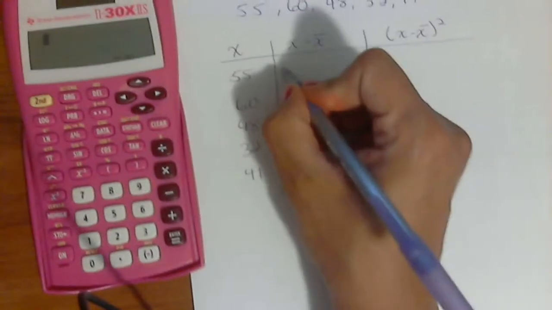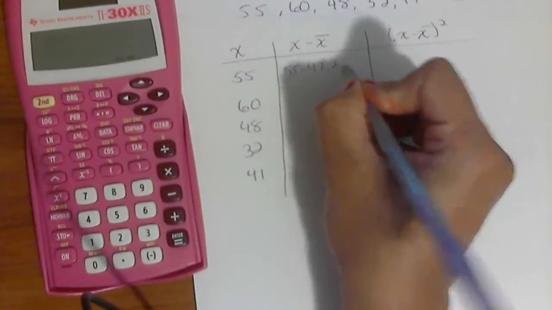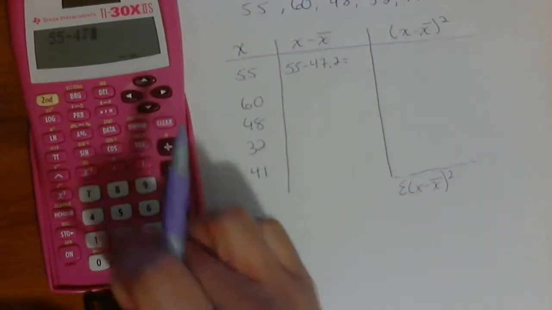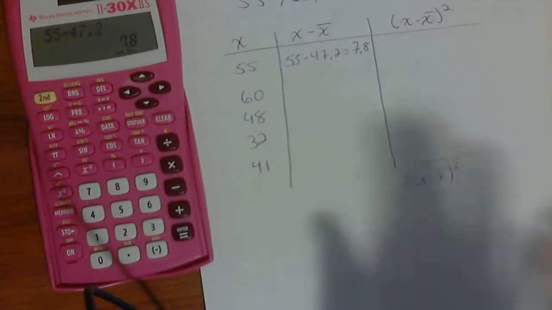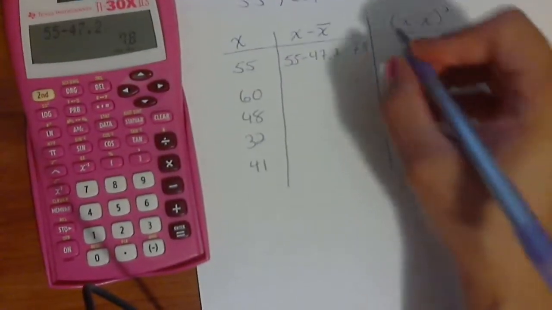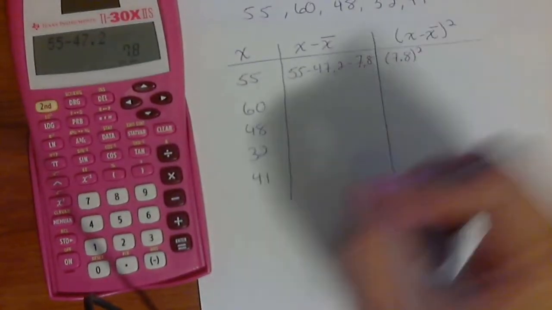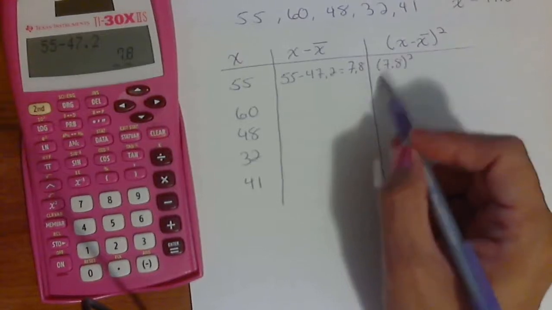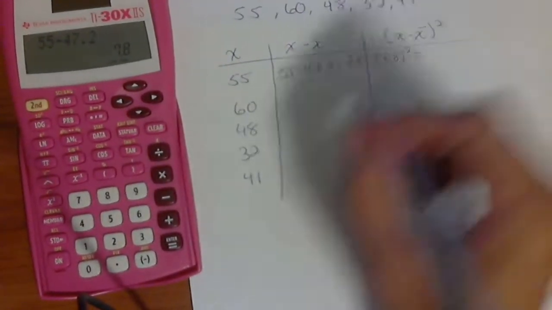So what usually happens is I want to take 55 minus 47.2, and in my calculator I just type 55 minus 47.2, and I get 7.8. Now at this point there are two different ways to find this third column. One way is to do 7.8 squared. Make sure you put parentheses around it. With positive numbers it doesn't make much difference, but with negative numbers it will.